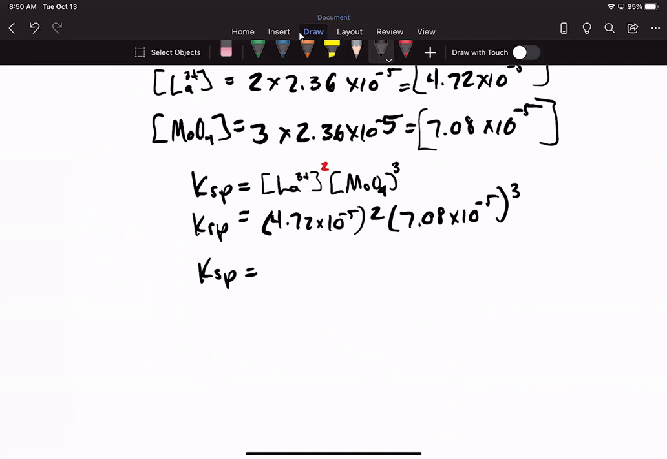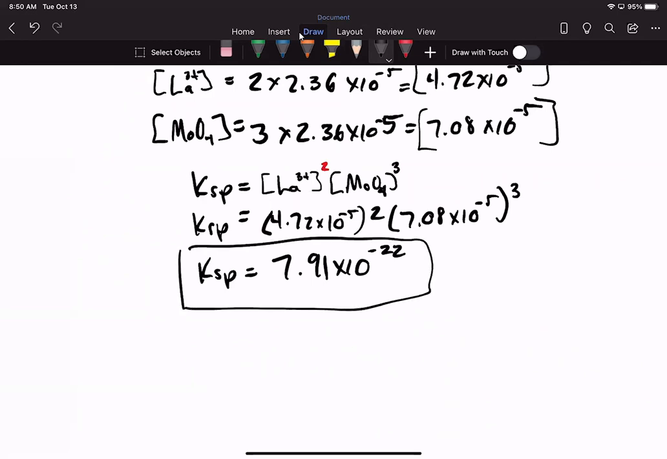I got 7.91 times 10 to the negative 22. Yeah, an absolutely small number. All right, so here is our value.